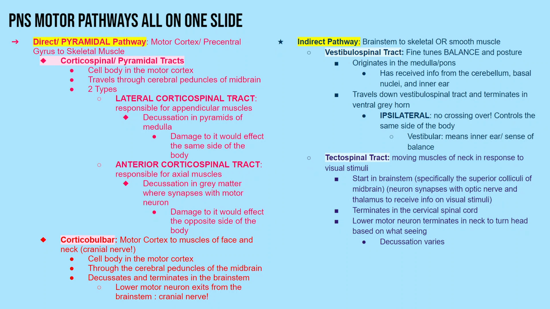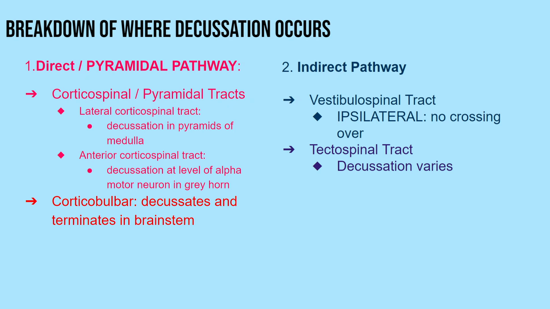And then this is just everything I just said on one slide for when you're studying, so you can look at it and have everything in one place. And here's a breakdown of where crossing over occurs. I already noted that, but again, it's for your studying, so you have it all in one place.